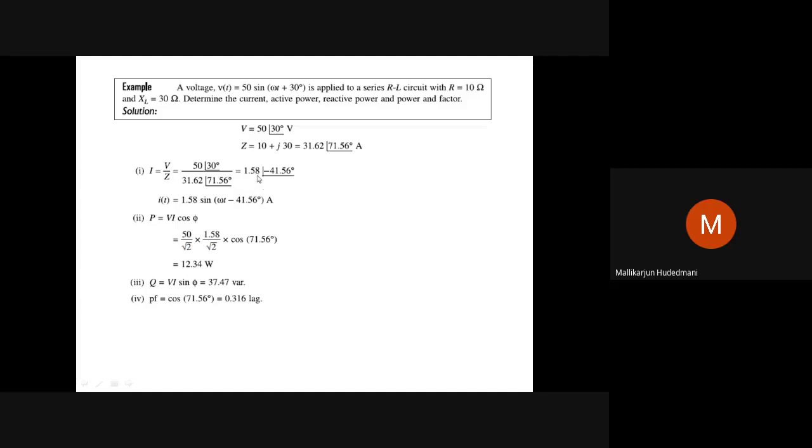Yes, the first thing is 1.58. When I hit shift equal, I'll get the second answer. So this is actually practice of complex calculation in the calculator. This way, taking the V by Z ratio, I can get the peak current. What value have I taken here? 50. 50 is a peak value. It is not an RMS value, but a peak value. So when I use this inside the equation, the current I calculate is also the peak current, with angle minus 41.56.